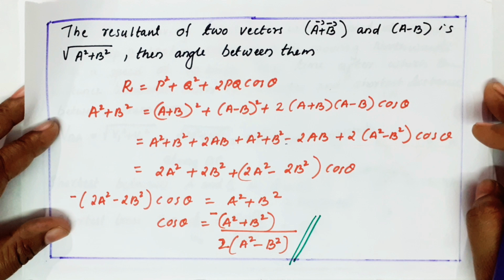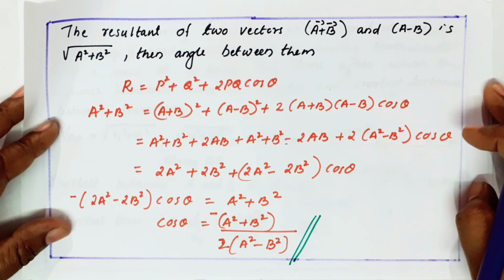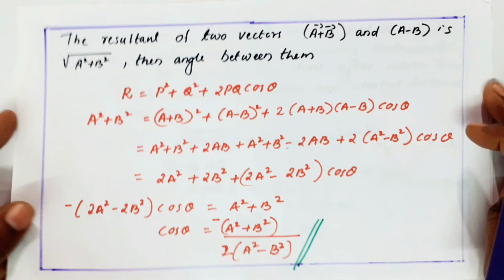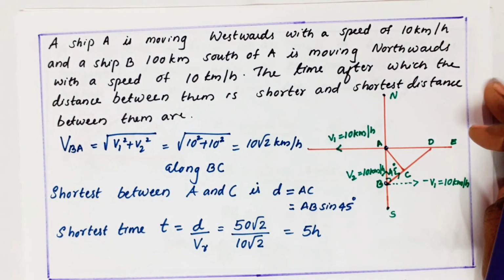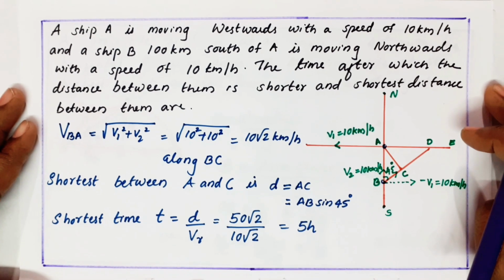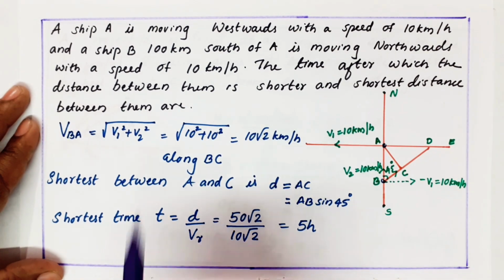So we got the answer as cos theta equal to minus (A square plus B square) divided by 2 into (A square minus B square). Another one, it's a vector sum related to a ship. Typical questions only I am solving.